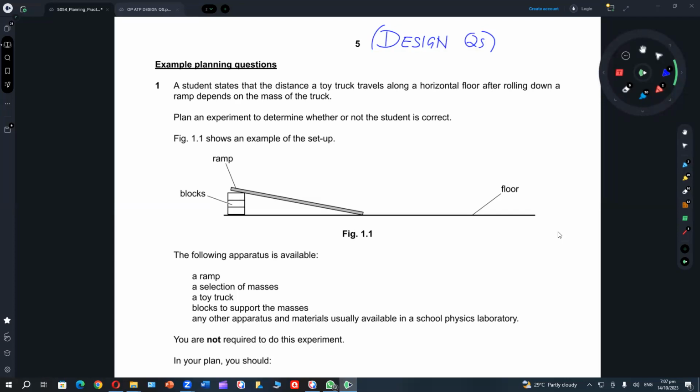So suppose I model a truck here for my explanation. This is a truck and it is coming down. When it comes down, it will travel on the straight road like this. It will travel and stop somewhere. So I will stop it here. Then this is the distance, the distance which is traveled by the truck after coming down from the slope. The student thinks that the mass of the toy truck determines its horizontal distance.